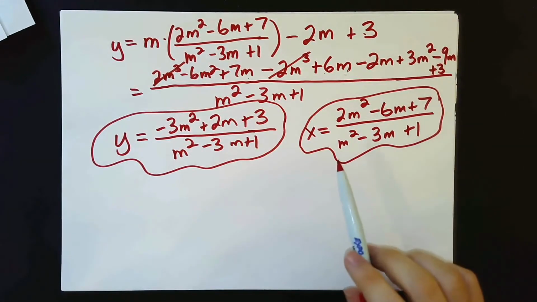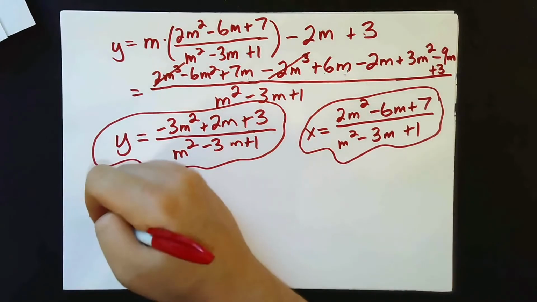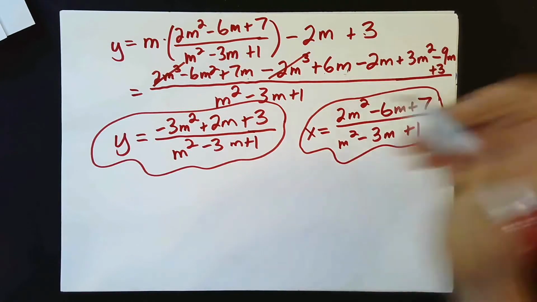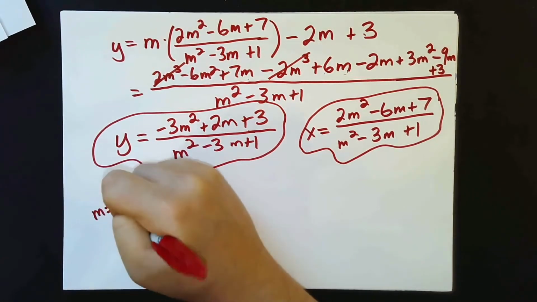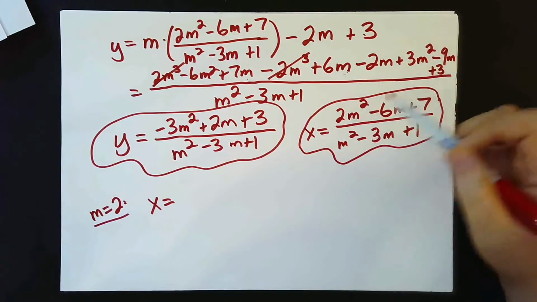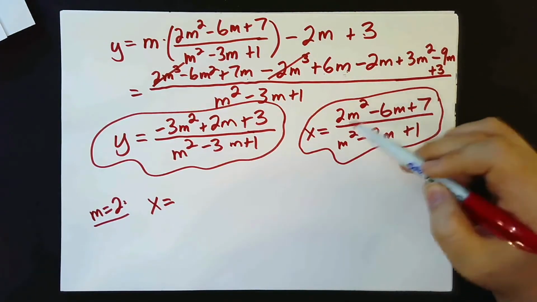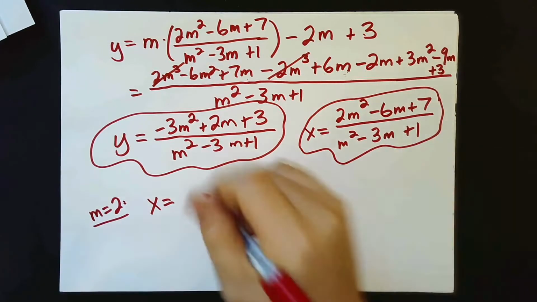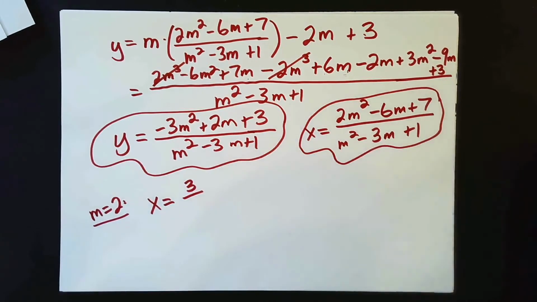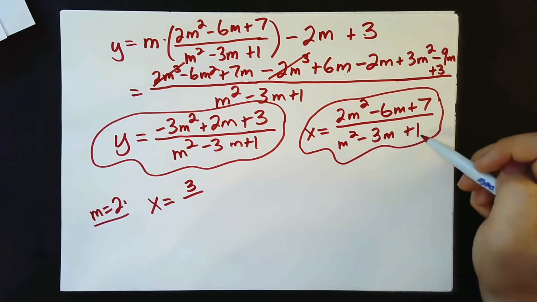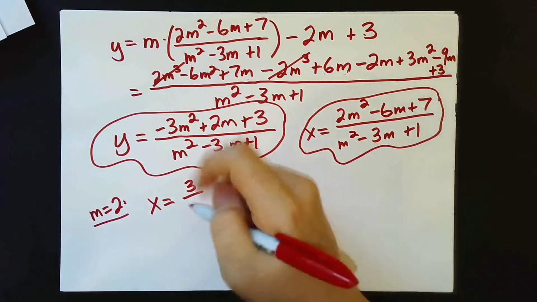let's take our moment of truth and see if this works. Let's plug in some relatively simple m. So I will plug in m equals 2 and see what that gives me. That will give me x equals 8 minus 12 is minus 4 plus 2 is 3 divided by 4 minus 6 plus 1 is minus 1.